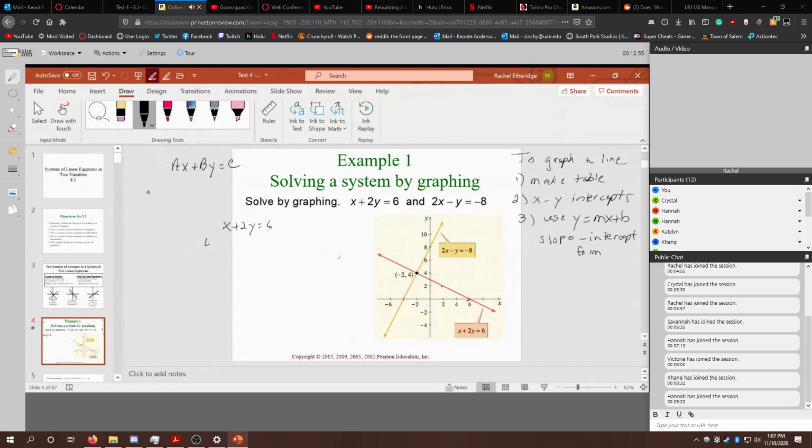I'm going to say let x equal 0. So 0 plus 2y equals 6. Essentially, when you let x equal 0, the x goes away. So we divide by 2, we get y equals 3. So the y-intercept for this line is (0, 3). So we plot the point (0, 3).